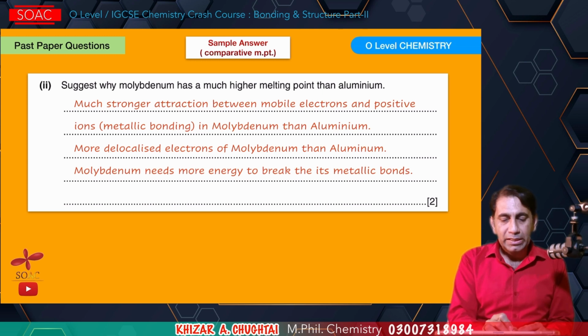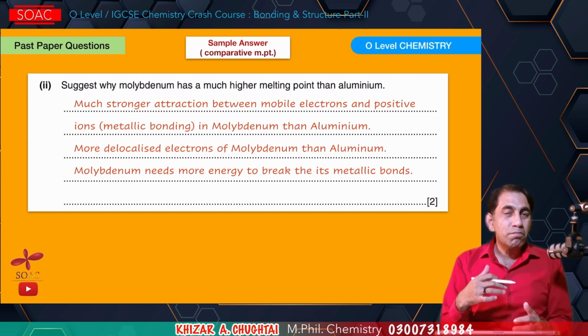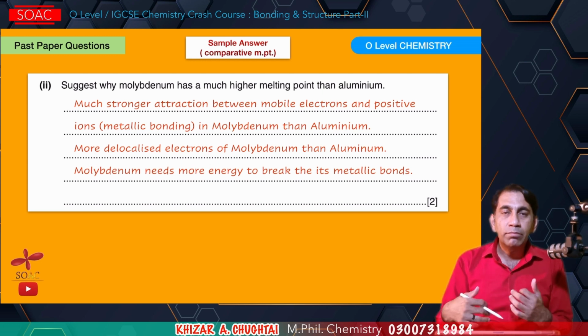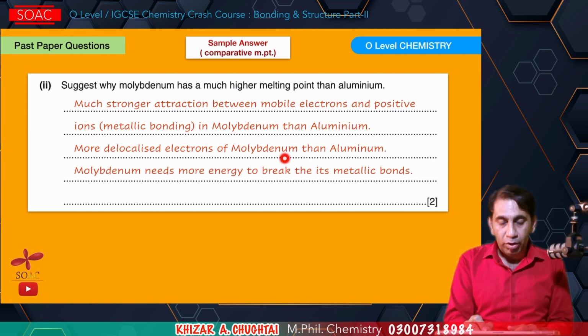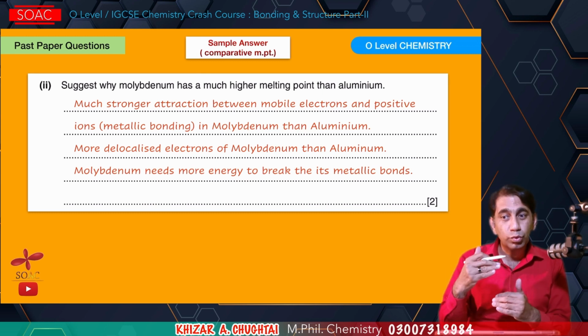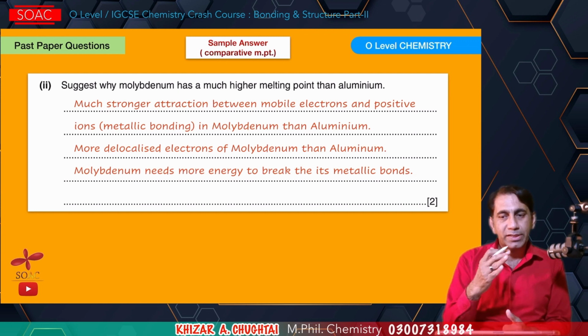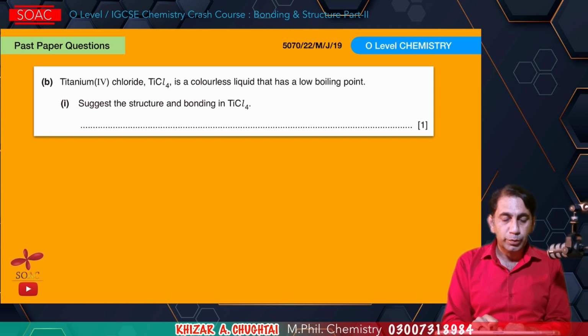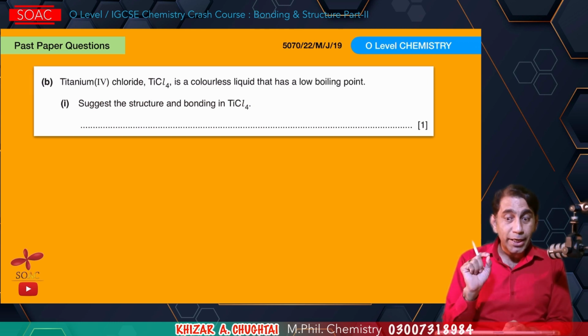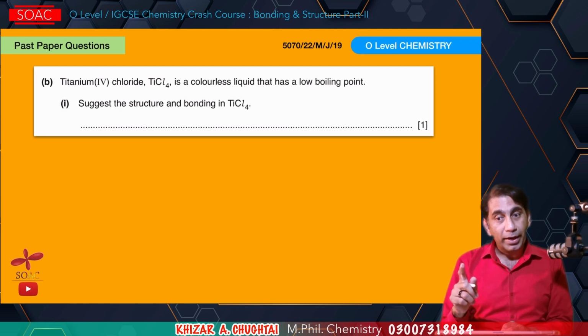Then the second point is that there are more delocalized electrons in molybdenum as compared to aluminium. Hence, molybdenum needs more energy to overcome these forces of attraction between static positive ions and its mobile electrons.